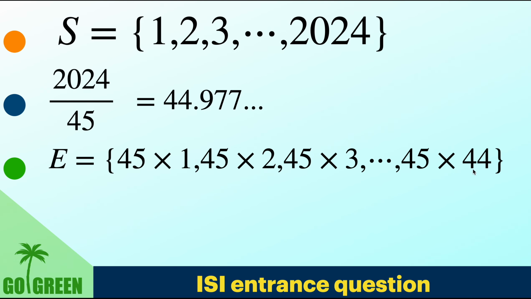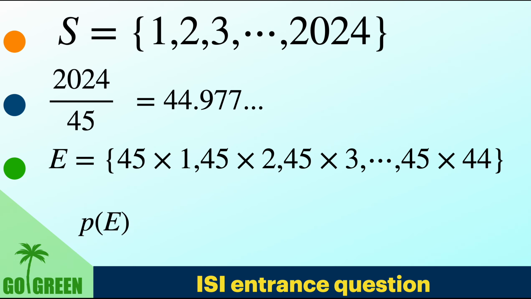But can we conclude here that 45 times 45 is there? No, because that will be bigger than 2024. This is a very simple observation. So therefore the cardinality of E, basically the number of elements inside E, is just 44.